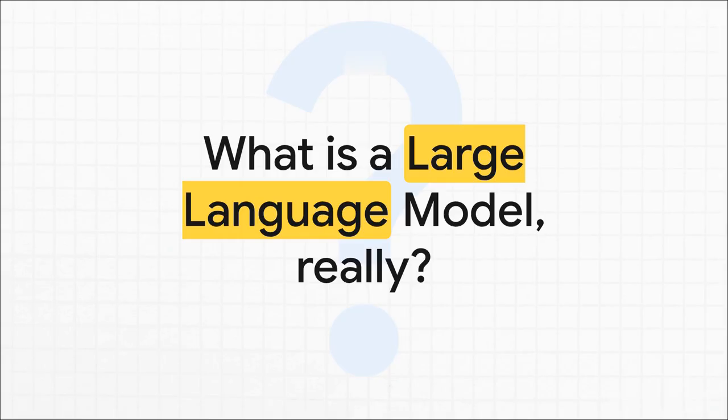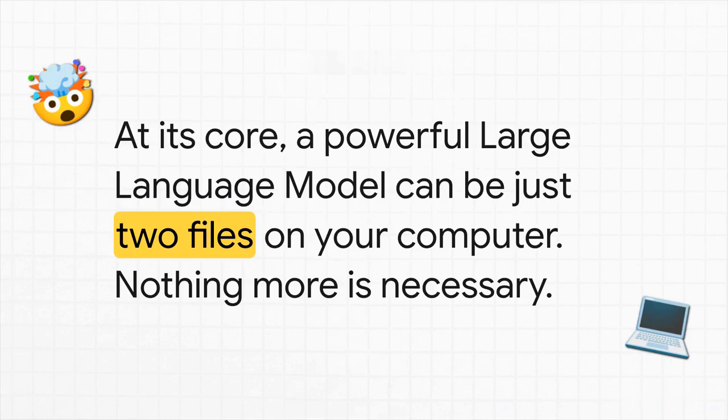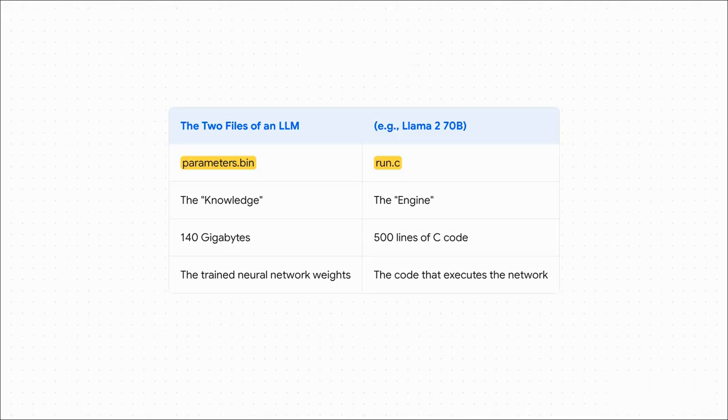So for a minute, let's forget all the jargon about the cloud and these super complex diagrams you always see. Because here's the big secret. At its absolute core, an LLM is just two files. That's it. When you strip away all the fluff, a really powerful model, something like Llama 2, can literally just sit on your computer as two simple files. And this is where it gets really interesting.